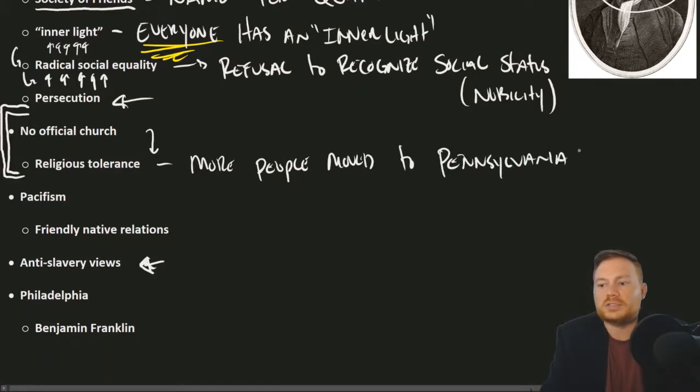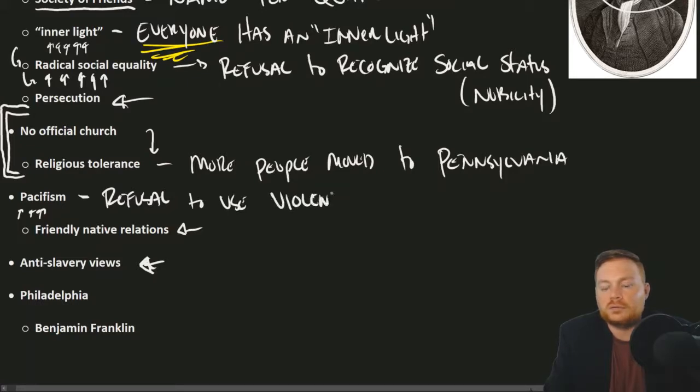Again, one of the reasons as to why it did become the most popular colony, with the most people moving there. Pennsylvania also had relatively friendly relations with the Native Americans, and that was due to another belief system, which was pacifism, which is another Quaker belief. Pacifism is a refusal to use violence. So for the Quaker settlers of Pennsylvania, if violence is not on the table, then you better work extra hard to try to maintain friendly relations.